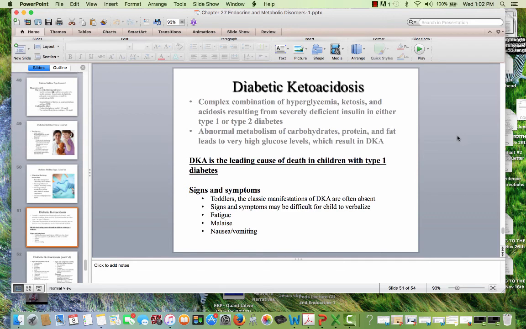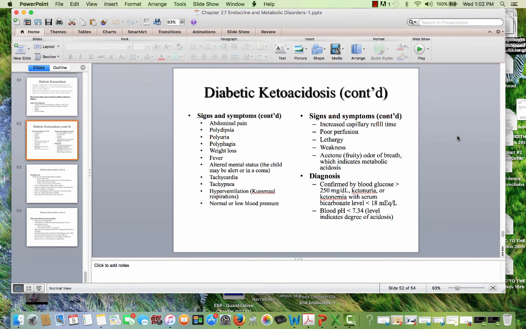So signs and symptoms in kids, you'll see in particular toddlers, the classic is fatigue. They'll feel just generally sick, nausea, vomiting, abdominal pain, polydipsia, polyuria, polyphagia, and you could just read through this list. You might see some hyperventilation, such as with Kussmaul respirations, and this is usually when the child is more obtunded and almost comatose when you would see that.